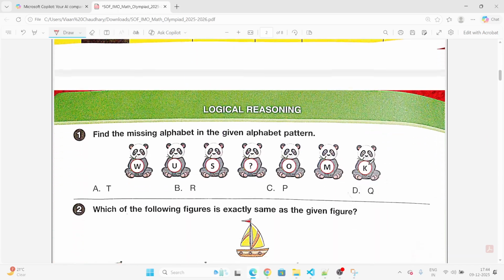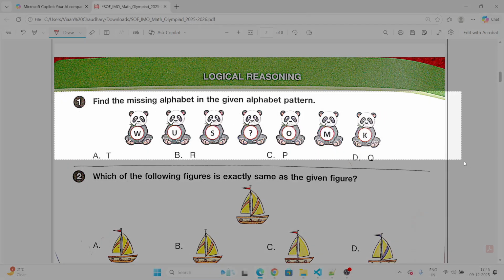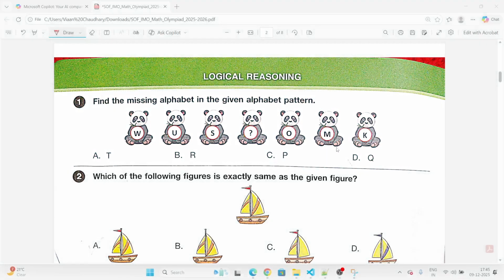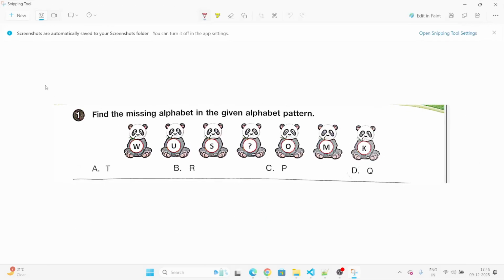Okay, so here it is. We have the first section, which is logical reasoning. As I said, we'll take question by question. Here we have the first question. We need to find the missing alphabet in the given alphabet pattern. We can solve this question from the left-hand side or from the right-hand side, but it would be easy if we go through from the right side.